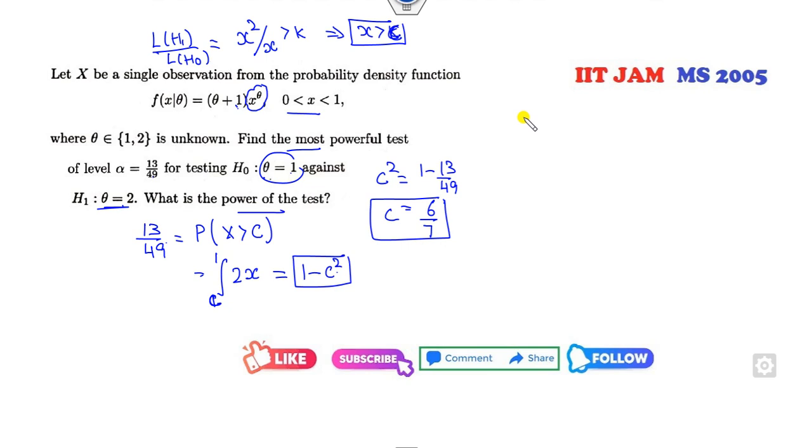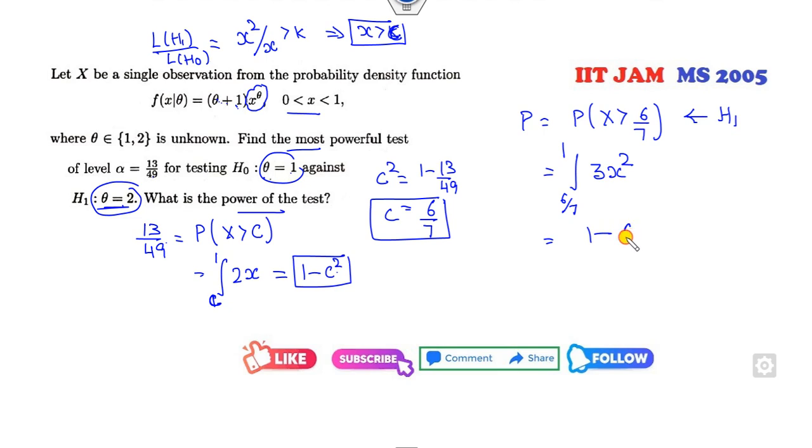Then what is the power? Power will be the probability of x greater than c under the case of h1, so it's from 6 over 7 to 1. h1 is 2, when theta is 2 it is 3x square, so it's x cube. That is the right answer of this problem.